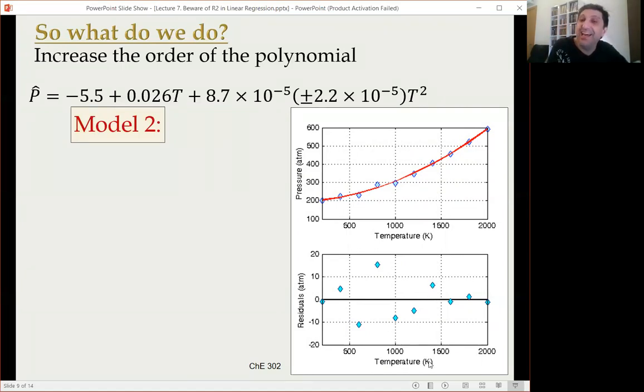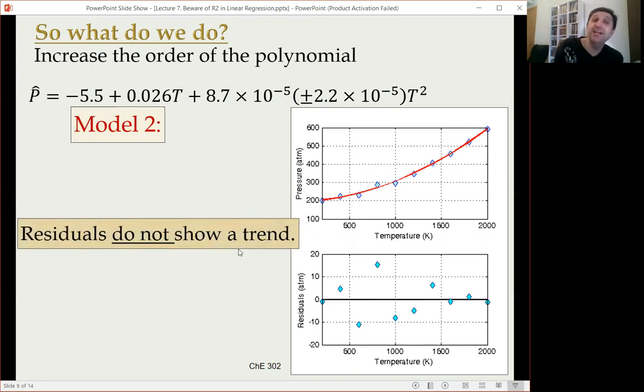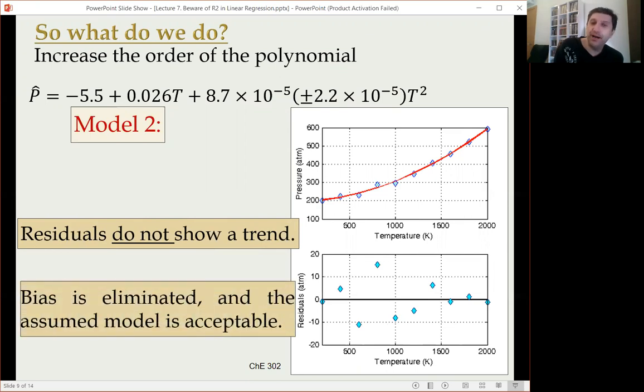One cannot say that at a certain temperature range, we got positive bias in predictions. At a certain temperature range, we got negative bias in our predictions. We cannot say anything like that. Therefore, residuals do not show a trend. Therefore, bias is eliminated and the assumed model is acceptable.